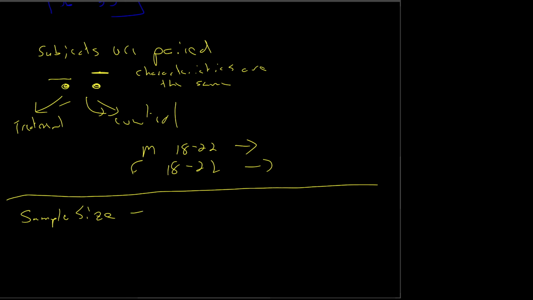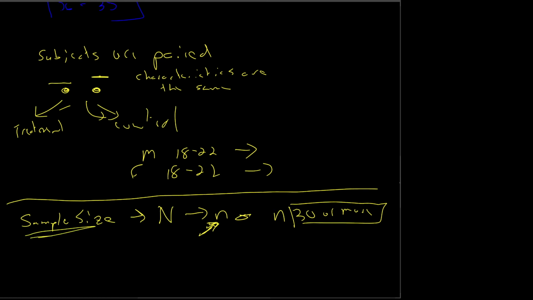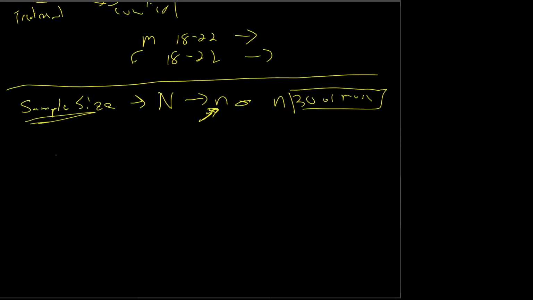Now, in designing any experiment, our key factor is going to be sample size. The size of the sample determines how well the data reflects the population. We're going to talk a lot about the population. We're going to talk about N, which is the number of things in the population, and little n is going to be our sample. And what we want is we want little n to be big, in general, 30 or more. But that's going to be hard, and we'll find ways of dealing with it. And so sample size determines how well our data represents the population.